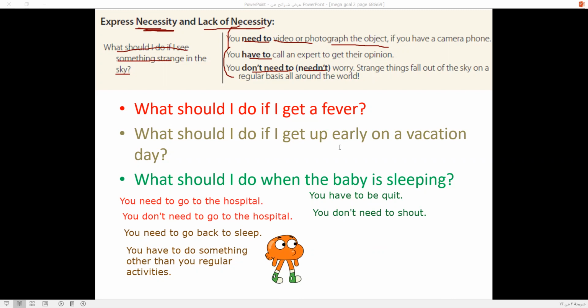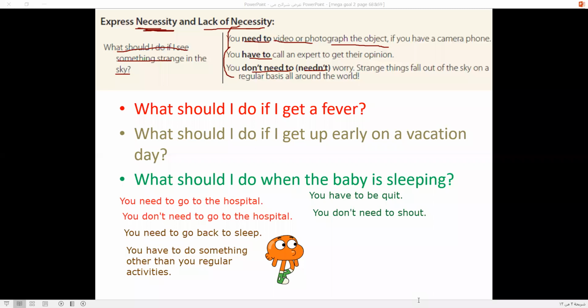So I think this one is very clear. How to give someone advice, or not to give him advice. How to say that something is necessary or something is not necessary. What should I do if I am nervous about the exam? I would say, you don't need to worry. Everything will be okay, for example.